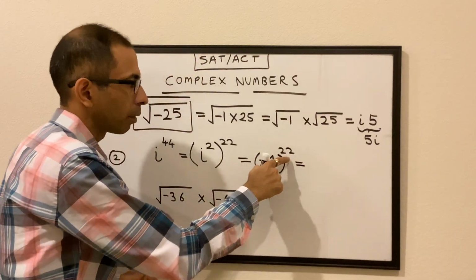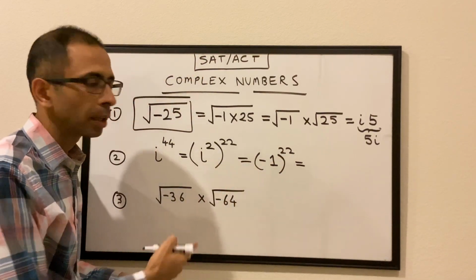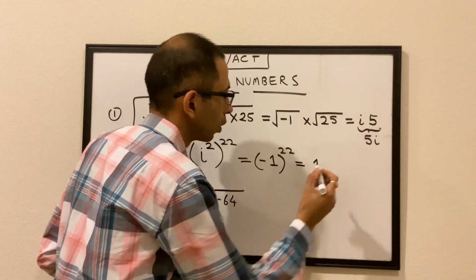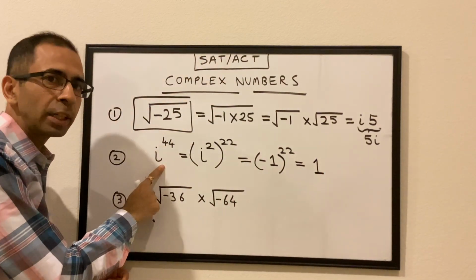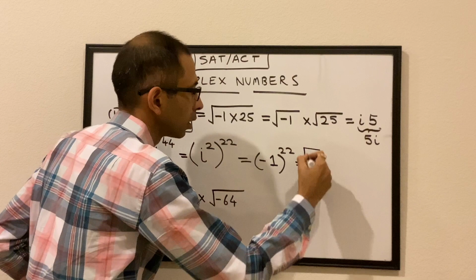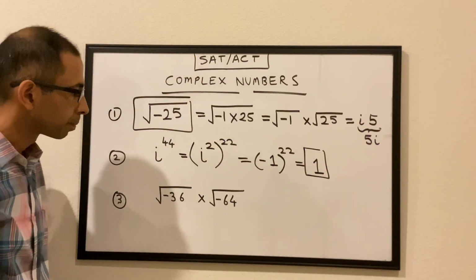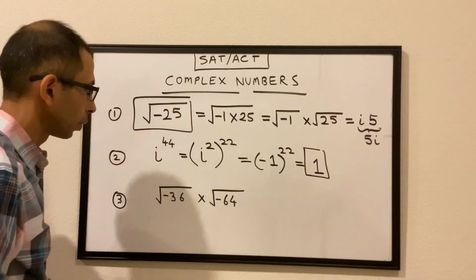Since it's an even power, the negative sign will go away and we will be left with only 1. So the value of i to the power of 44 is 1, right? Let's move on to the third one.